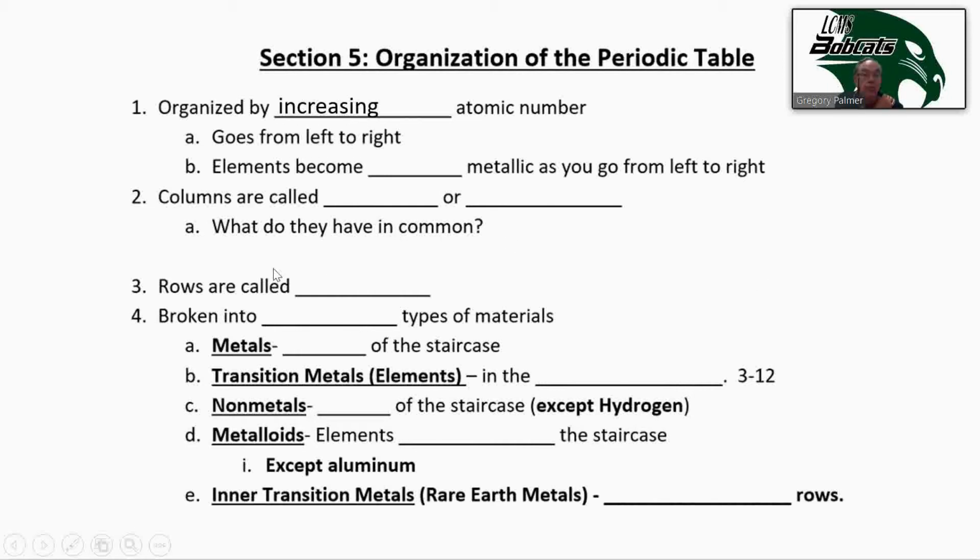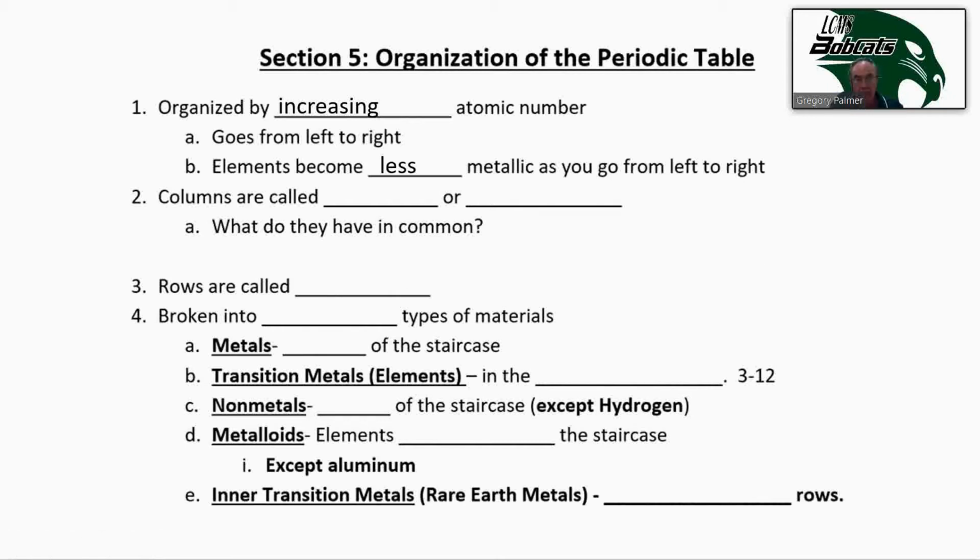And it increases from left to right. So starting with hydrogen is 1, and helium is a 2, and lithium is a 3. And it goes up as we go across periods, left to right. And the elements become less metallic as we go from left to right.